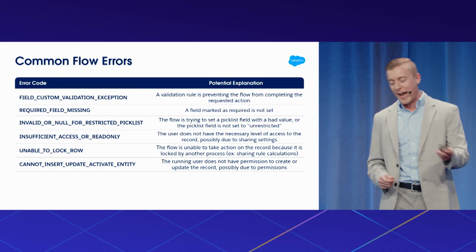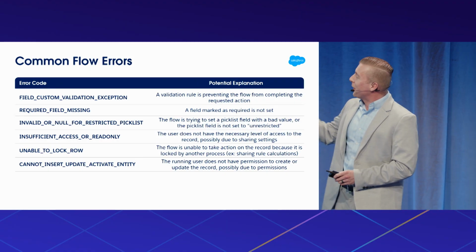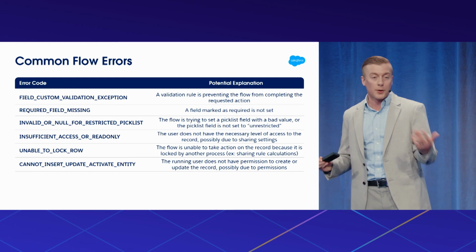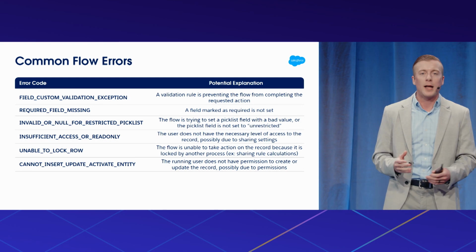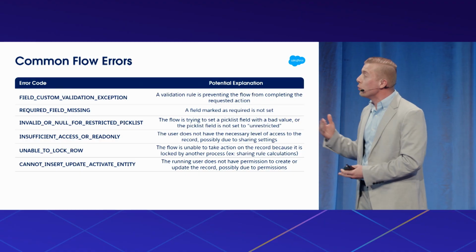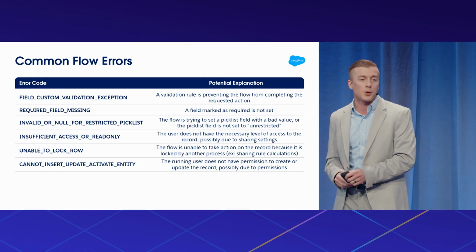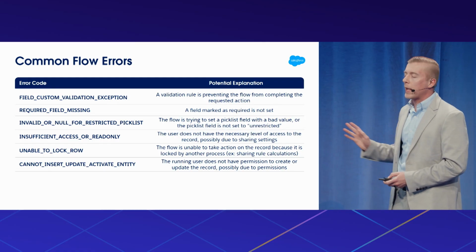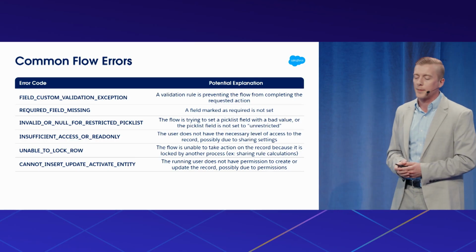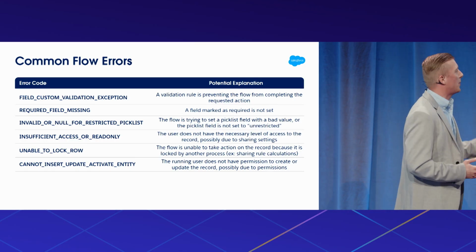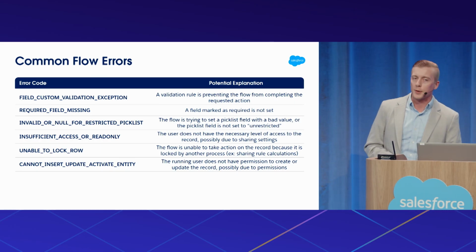Cannot insert, update, activate entity, which totally rolls off the tongue and is easy to say. The running user doesn't have permission to edit the record also, but this time it is more so permissions-based, such as object level access and field level access. So maybe we do want to give them access to those specific fields, or similar to the insufficient access or read-only, we just tell them that they can't update that specific record. Maybe they don't have the access to change those key critical fields. Now again, there's dozens upon dozens of flow error codes, and these are just a few that we run into.